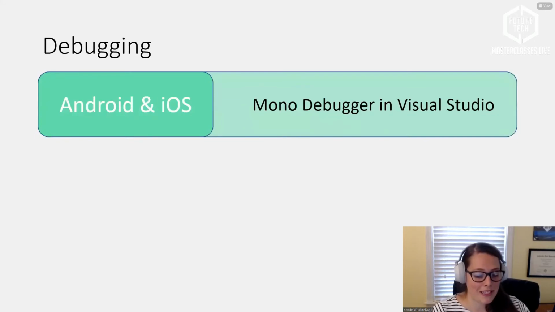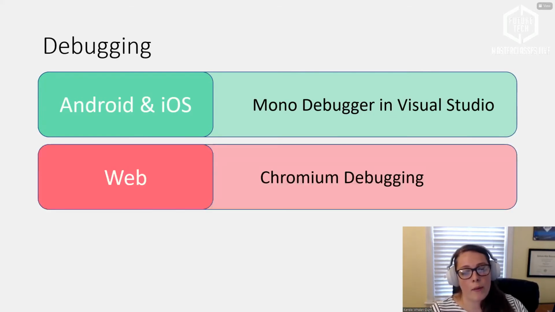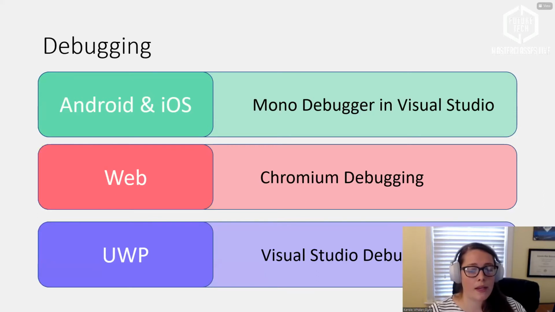Debugging in Uno looks a little bit different for each platform. For Android and iOS, you would use the Mono debugger in Visual Studio. For web, use the Chromium debugger. So that's only for Chromium-based browsers, which are Edge and Chrome. And then for UWP, you use the Visual Studio debugger, which is what you would be used to if you use Visual Studio.